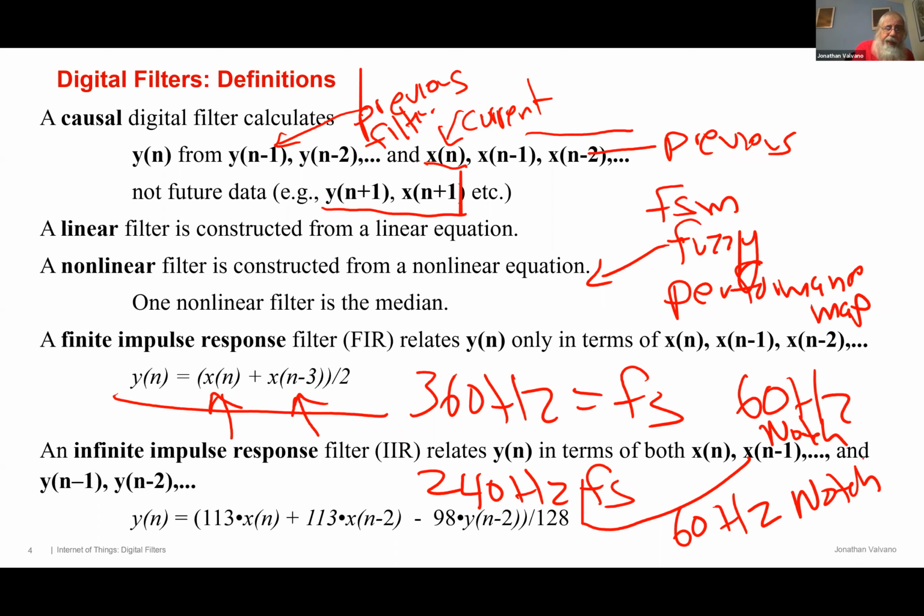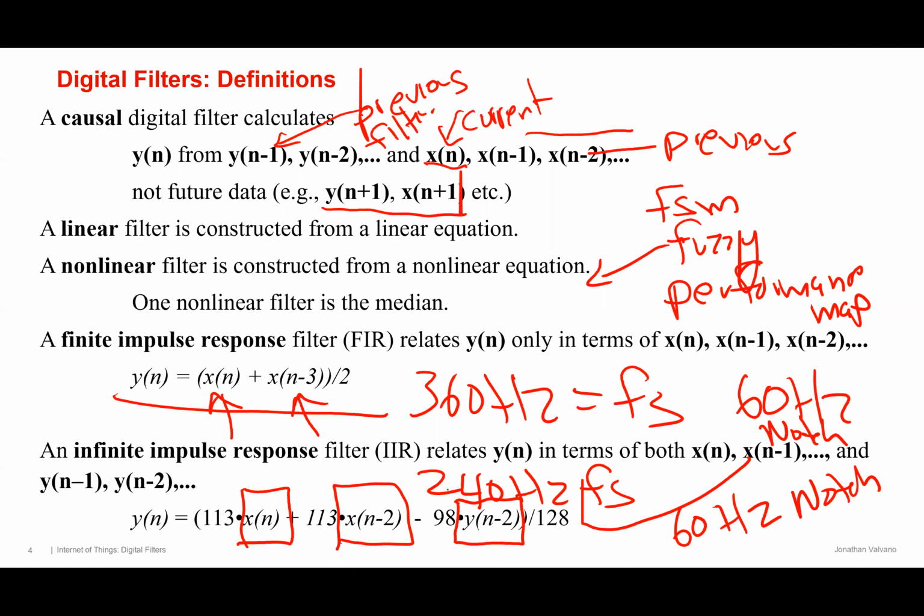And basically, what is x sub n minus 2? With two samples prior? Yeah, two samples prior. Okay, good. This is the current sample. That's two samples prior. What's this? The output of the two samples prior equation. Yeah, the output of the filter two times ago. Okay, it's causal, right? Because they're all going back in time.